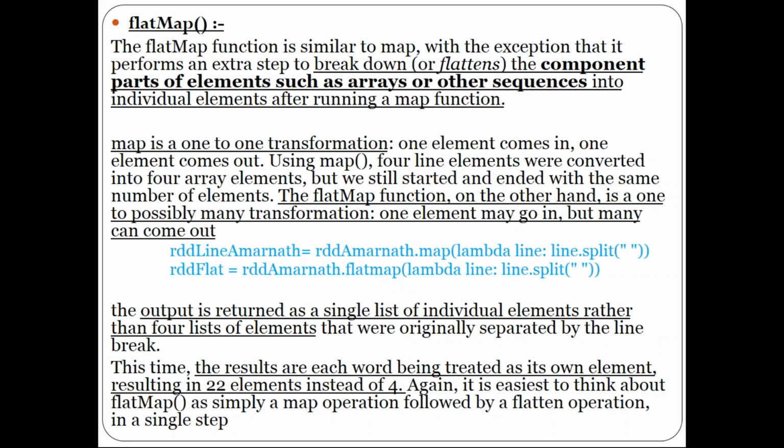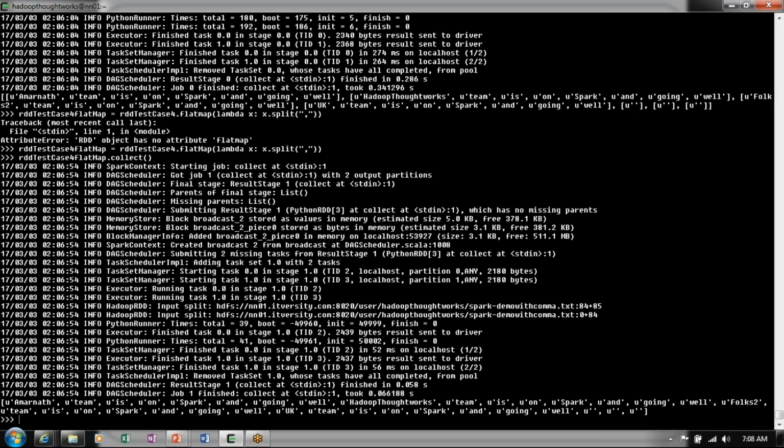The flat map function, on the other hand, is a one-to-possibly-many transformation. One element will come in, but many elements will go out. In other words, the output is written as a single list of individual elements rather than 4 lists of elements that were originally separated by line breaks. This time, each word is treated as its own element, resulting in 22 elements. 22 elements is nothing but 1, 2, 3, 4, 5, 6, 7, 8, like that.